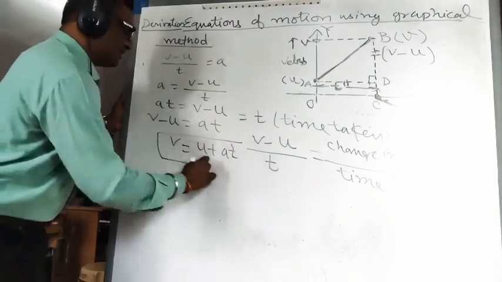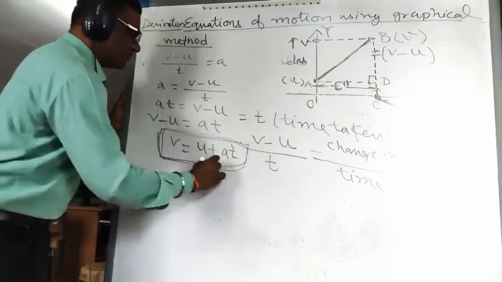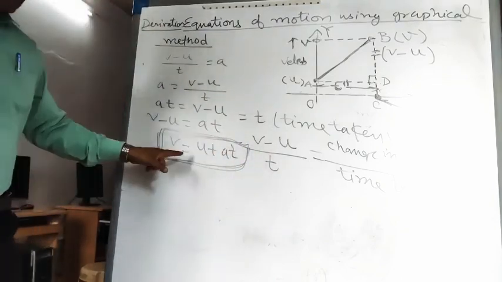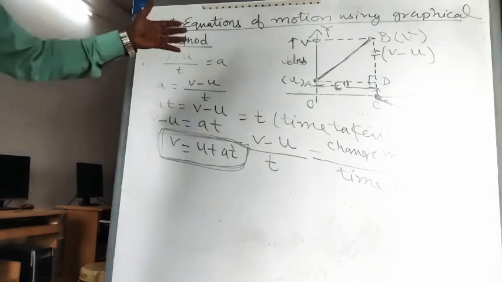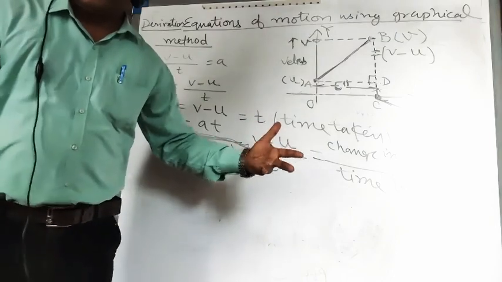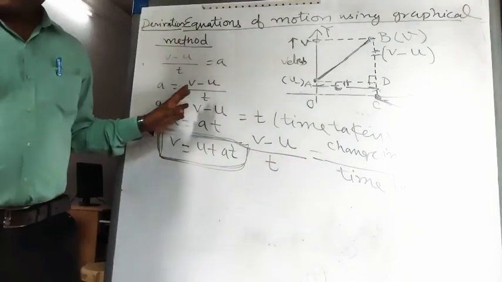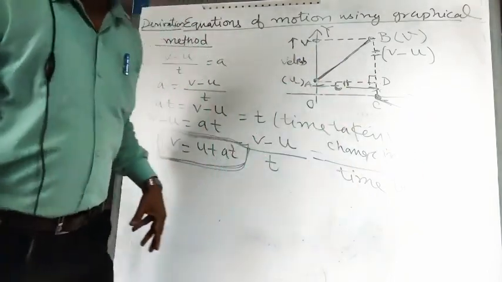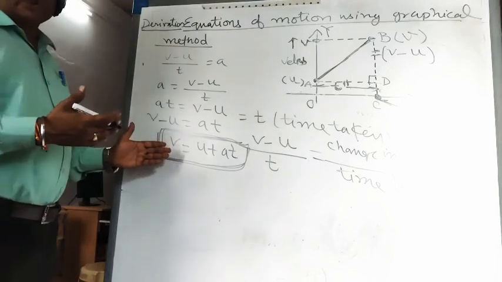Here is the derivation of the first equation of motion. This method shows how to derive the first equation of motion using the graphical method, using the graph. I am using the graph to derive the first equation of motion.